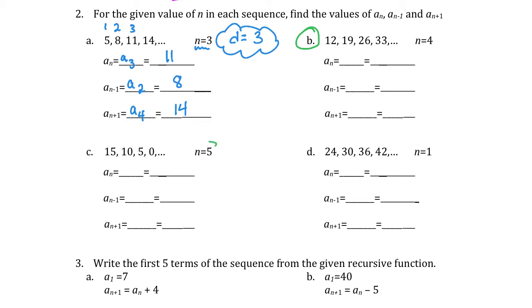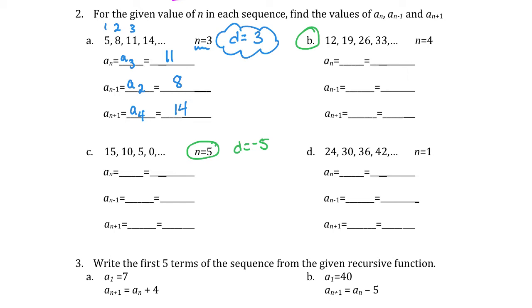C. Okay, so our n is 5. Notice on the first example, we did not need our d. We didn't need d, but I'm going to do it again. Looks like this time it's decreasing. d equals negative 5.